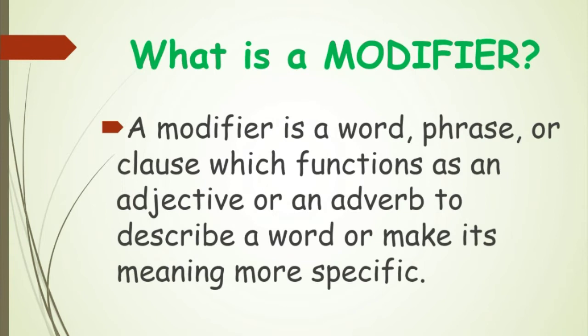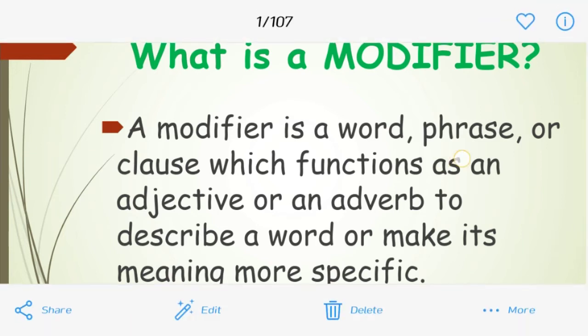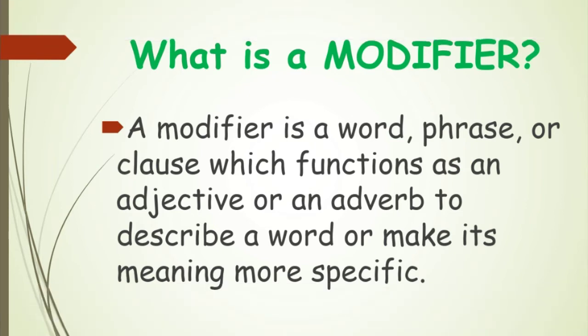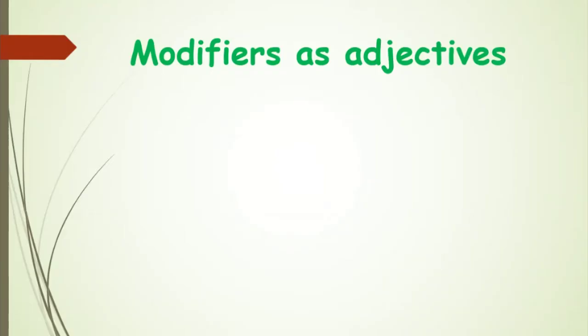Now, let us define modifier. A modifier is a word, phrase, or clause which functions as an adjective or an adverb to describe a word or make its meaning more specific. A working definition for the word modify is to change or to alter something. A modifier changes, clarifies, qualifies, or limits a particular word in a sentence in order to add emphasis, explanation, or detail. Modifiers tend to be descriptive words, such as adjectives and adverbs.